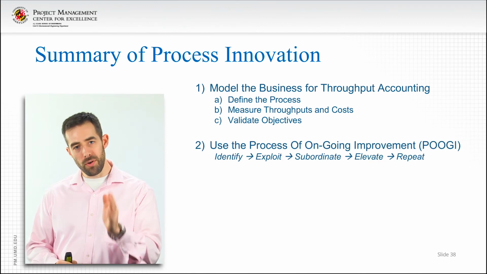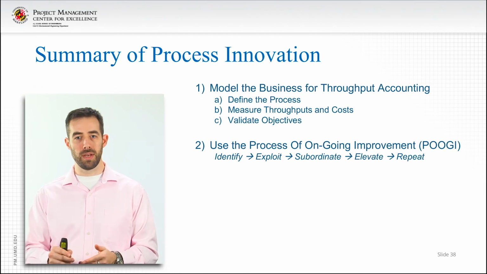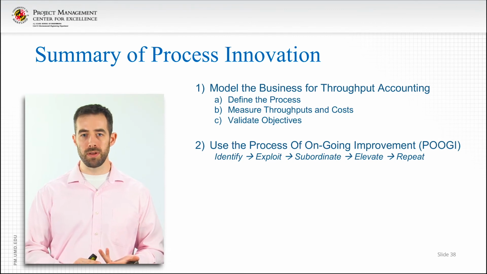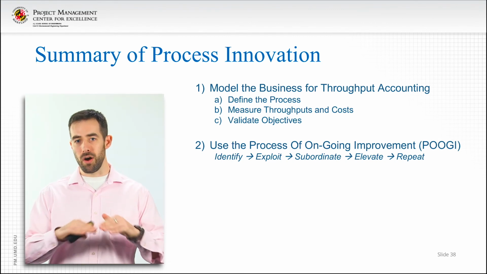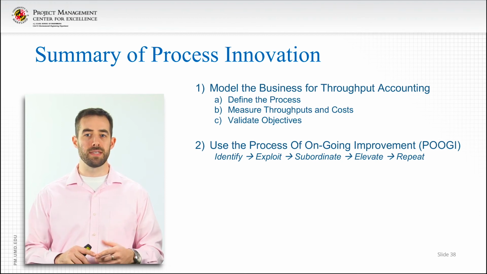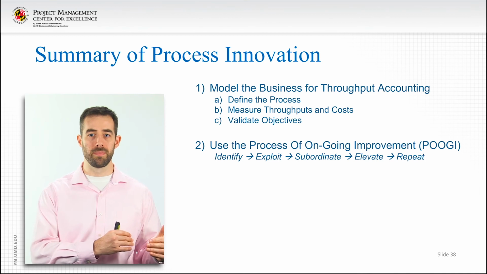Then we need to focus in with our 5 focusing steps in the process of ongoing improvement. We need to identify the constraint, exploit it, get its maximum utilization. We then need to subordinate all other processes, then elevate that constraint and continue the process so that the bottleneck, if it moves, we can retarget appropriately.